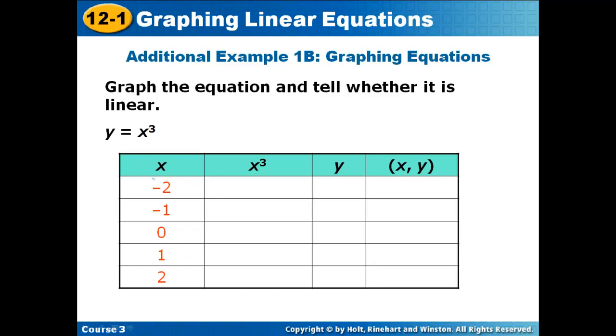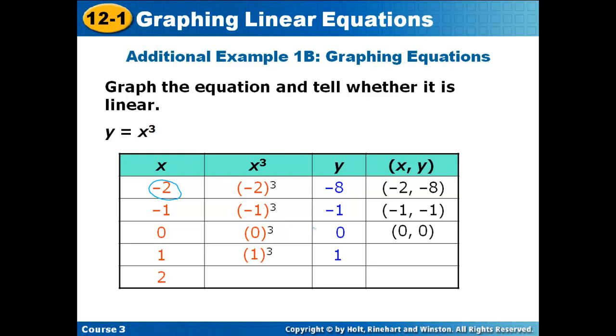The first one is -2, so -2 cubed will be -8, so our point will be (-2, -8). Then -1 cubed will be -1, so the point will be (-1, -1). 0 cubed is 0, so it will be (0, 0). 1 cubed is 1, so it will be (1, 1). 2 cubed is 8, so it will be (2, 8).